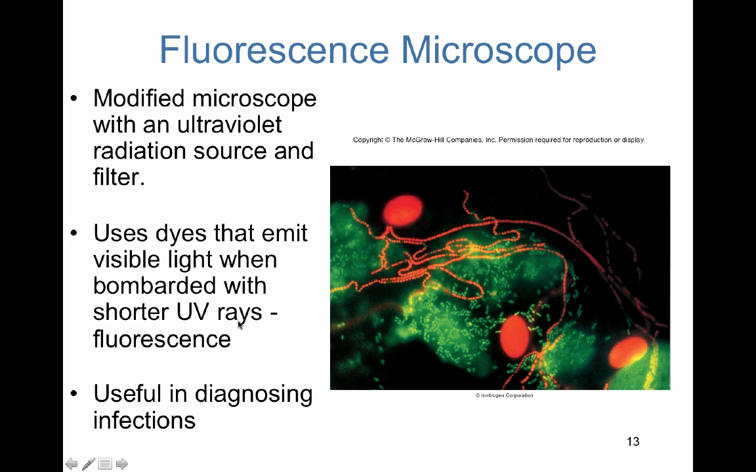So when it's bombarded by UV rays, if an antibody can bind to a unique antigen, for example a particular strep bacteria expressing that antigen, the antibody will bind, and that dye, when you expose it to UV light, will fluoresce the particular color associated with that dye, whether it's red or green. There are all different colors of dyes here, but this is typically used for diagnosing a lot of bacterial infections.